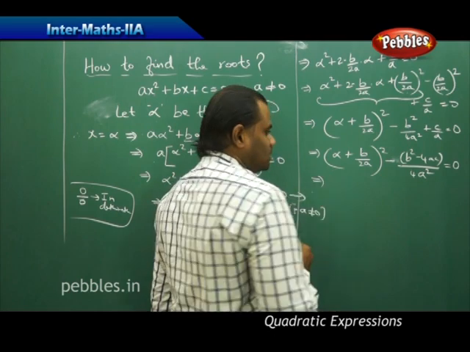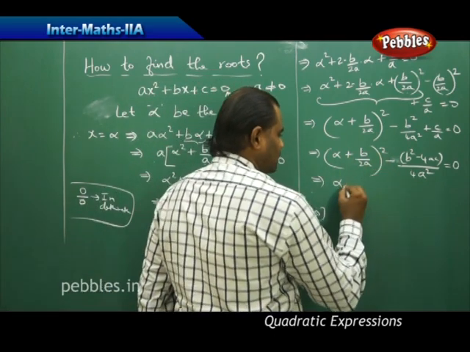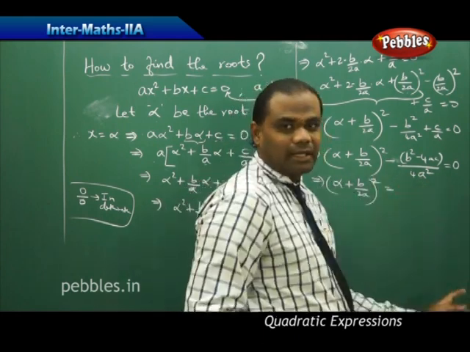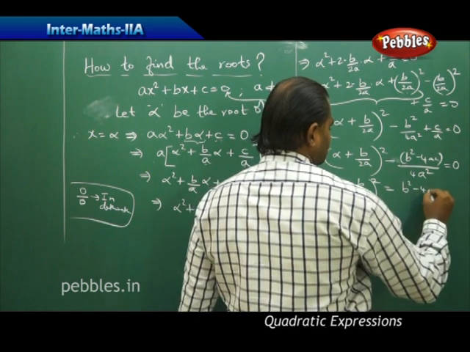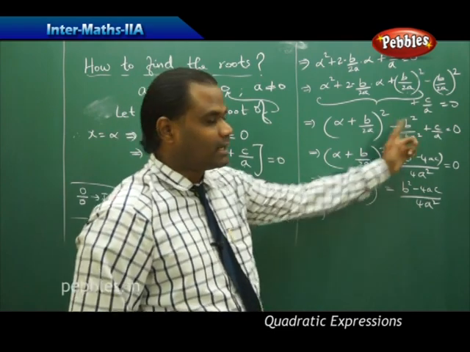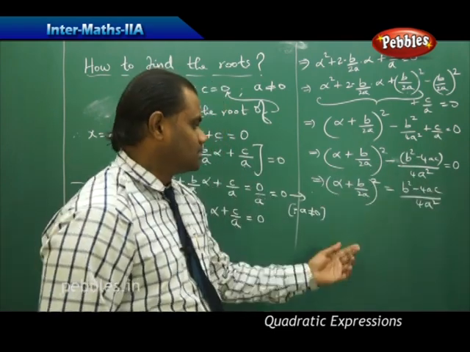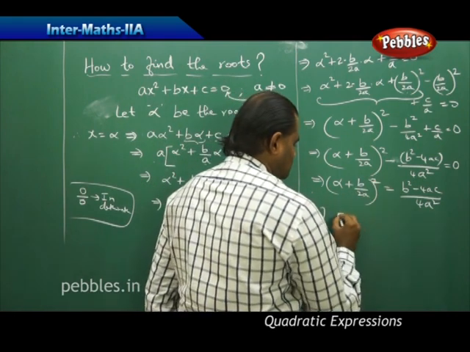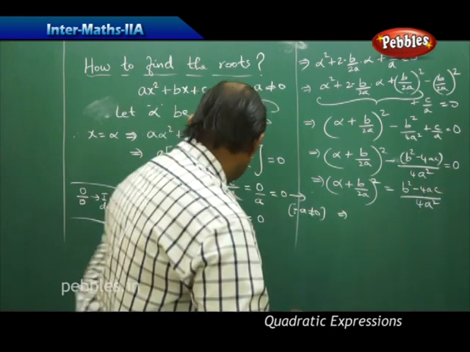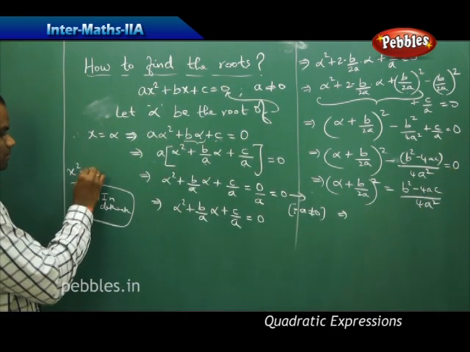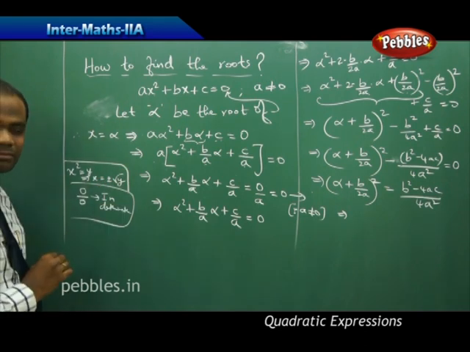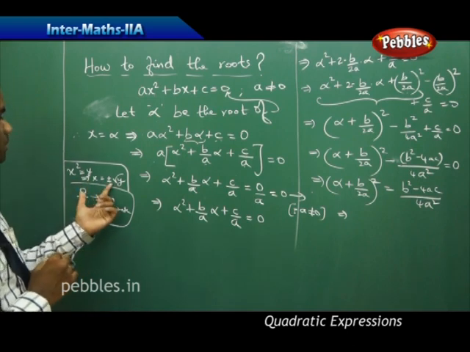Therefore, on further simplification, this gives me (alpha plus b by 2a) whole square equals b squared minus 4ac by 4a squared, taken on the right hand side of the equation. Now this being a square, when I remove the square, it reduces to root on the right hand side, because when x squared is y, that implies x would be plus or minus root y, is how I understand the concept.